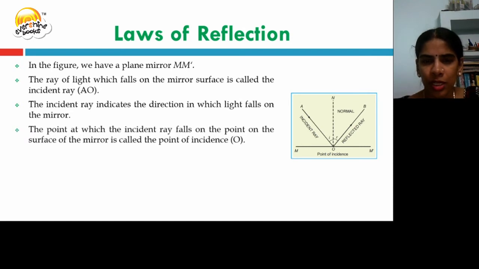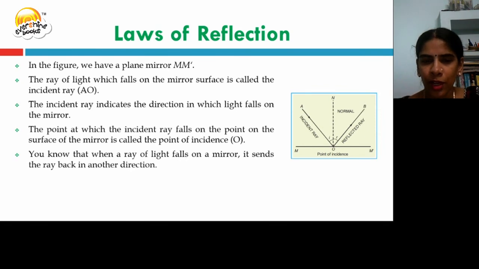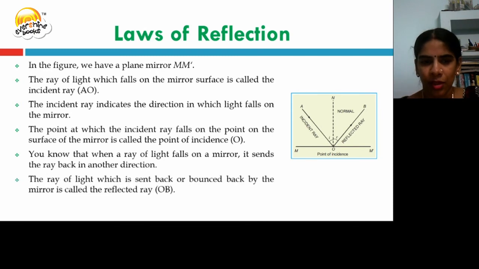The point at which the incident ray falls on the surface of the mirror, we call the point of incidence, O. You know that when a ray of light falls on a mirror, it sends back the ray in another direction. The ray of light which is sent back or bounced back by the mirror is called the reflected ray. In the diagram, the line OB is the reflected ray and the arrow indicates the direction from O to B.